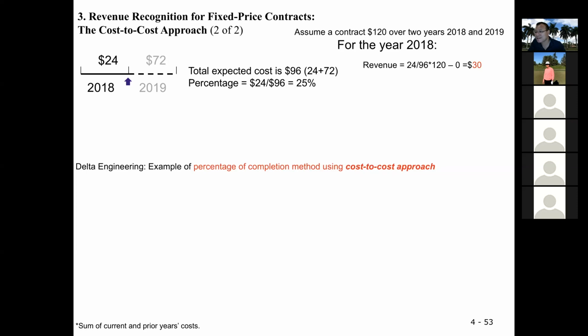Okay? And cost of sales equals actual cost, right? So that's the $24. So my gross profit is $6, 30 minus 24. So before I talk about 2019, do you have any questions?